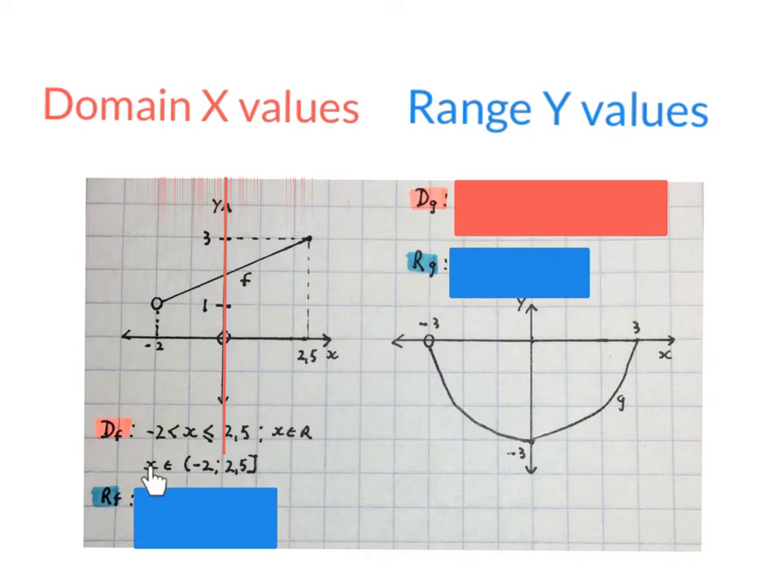You can also write your domain as x is an element of from minus 2 up to 2,5, including 2,5, excluding minus 2. Don't write the answer twice. Choose the one that suits you and write it that way.